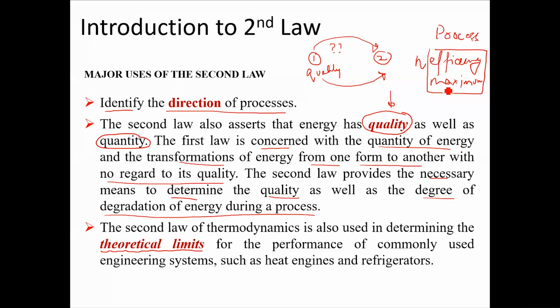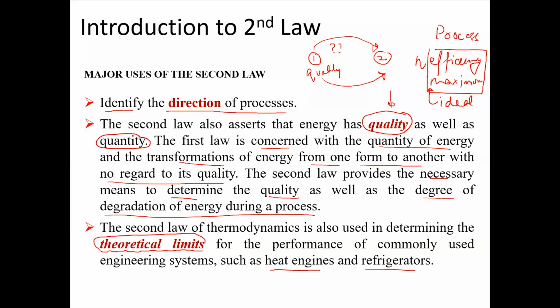Once you know the maximum efficiency that you can have for a process, this is basically the ideal case. The ideal case would give you the maximum efficiency. So how far you are from the ideal process is gauged by the theoretical limits. For example, you have heat engines or refrigerators, which are engineering devices. So what is the maximum efficiency of a heat engine?